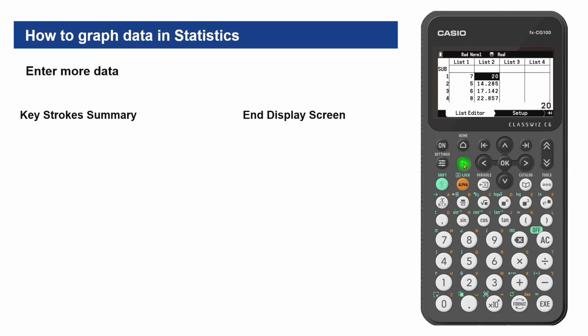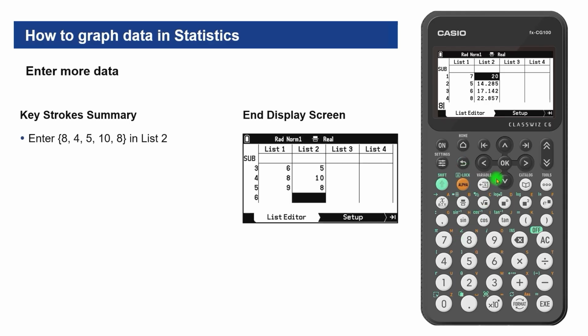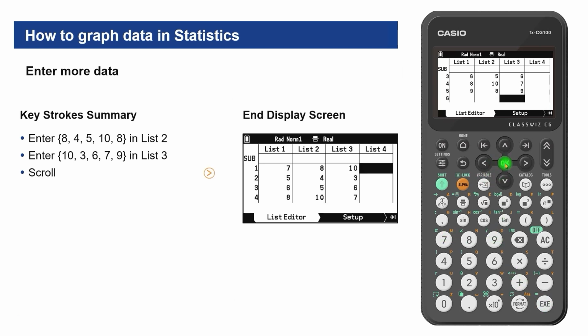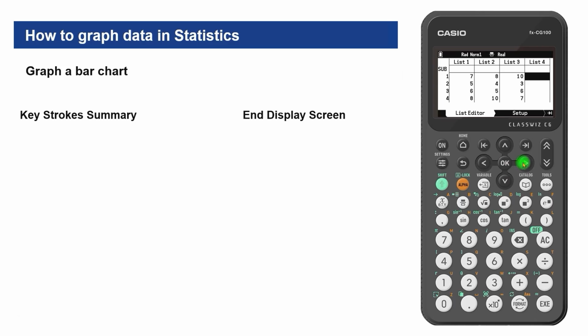We can now enter some more data to enable graphing a different type of graph. Enter the data 8, 4, 5, 10, and 8 in list 2 and scroll across to the top of list 3. Then enter 10, 3, 6, 7, and 9 in list 3 and scroll across to the top of list 4. From the 3 datasets entered, we can now graph a bar chart.